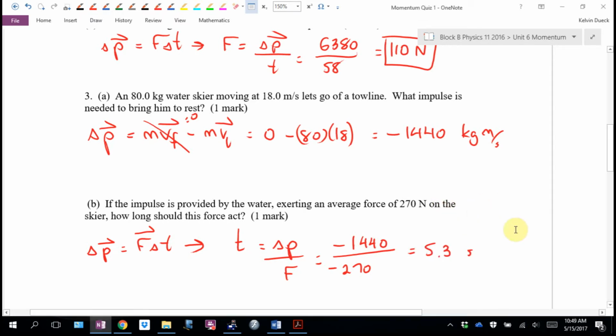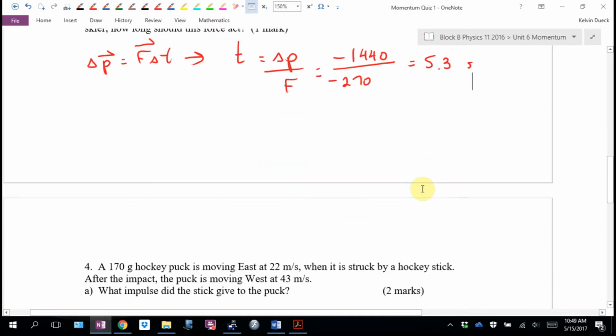So again, if you actually let time be negative, I would take a half mark off because it's a scalar, okay? And there's the reason why you should get a positive answer, because it's a negative impulse technically times a negative force, 1 mark. Turn the page.